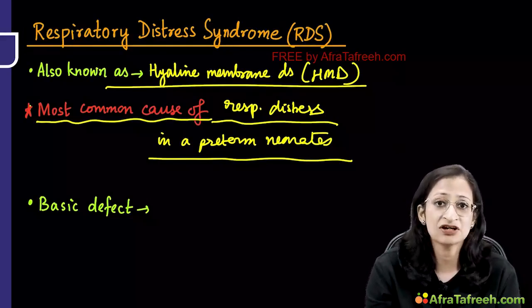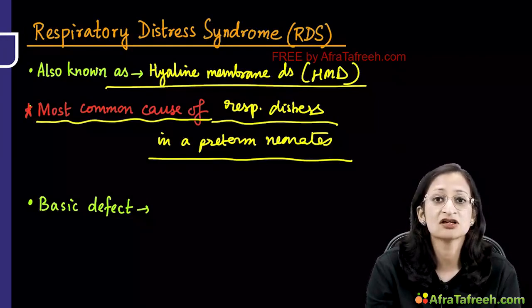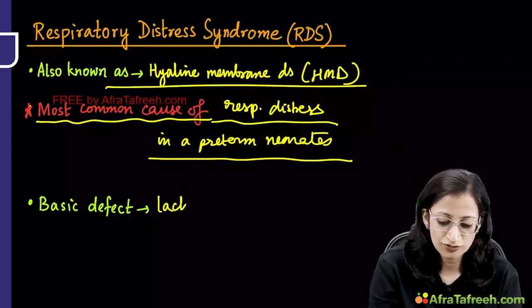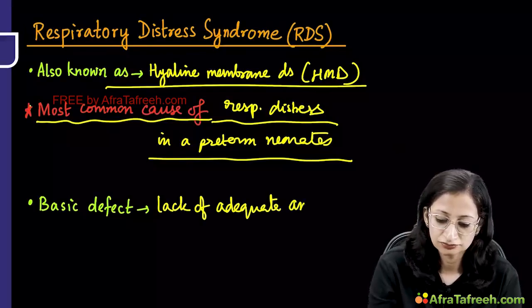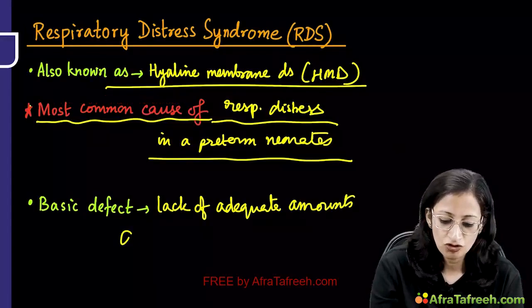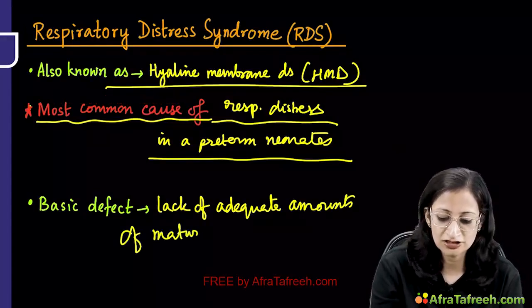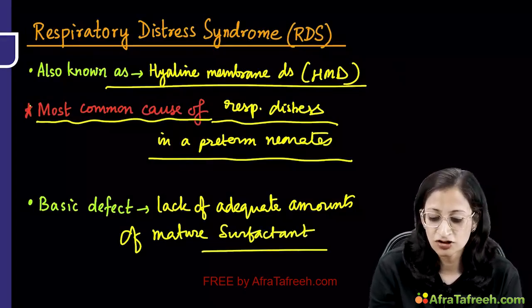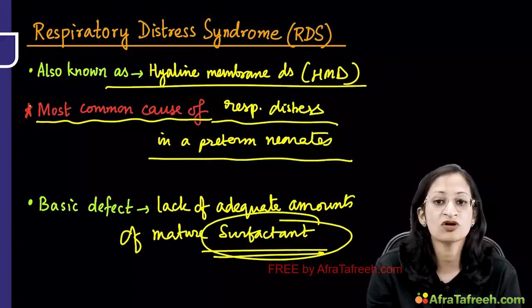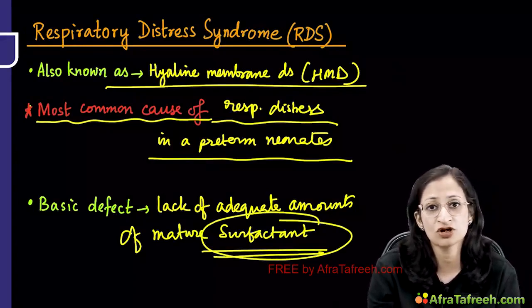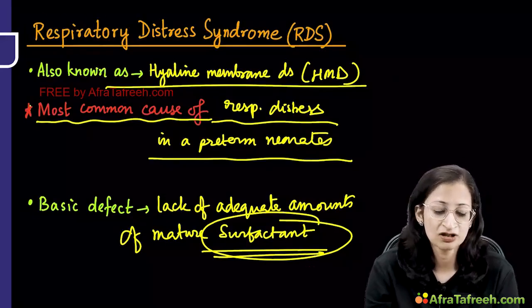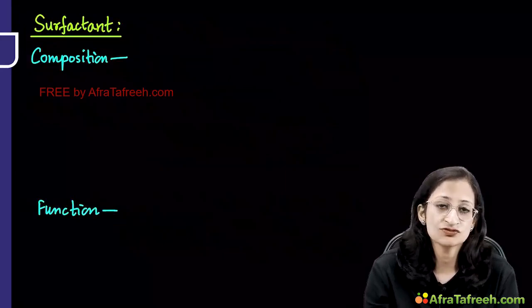So the basic defect in respiratory distress syndrome is the lack of adequate amounts of mature surfactant, okay. So we need to know a little bit more about this surfactant and why it is important for us, and what is the pathophysiology of respiratory distress syndrome. Now starting with the composition of surfactant.